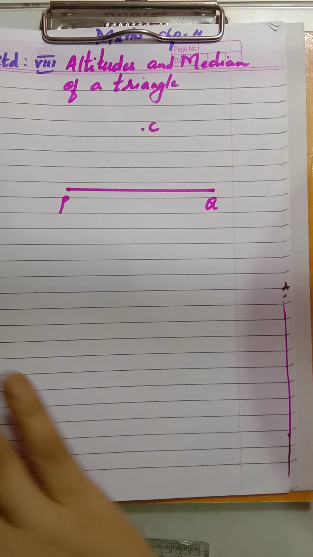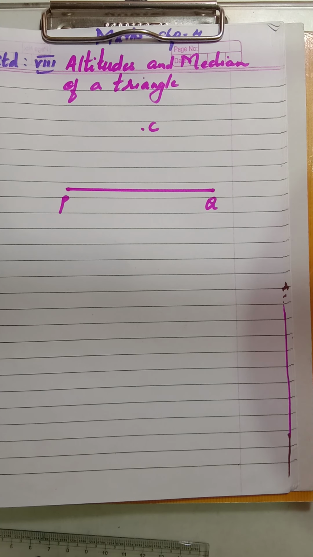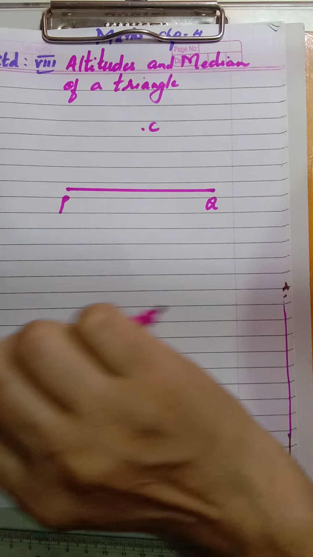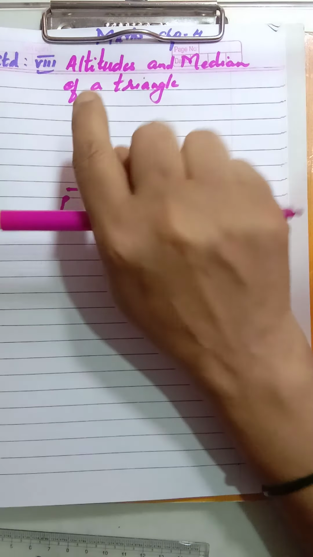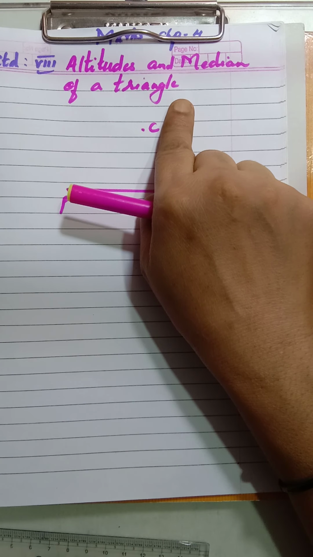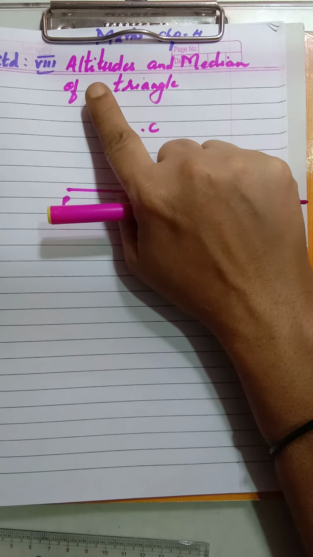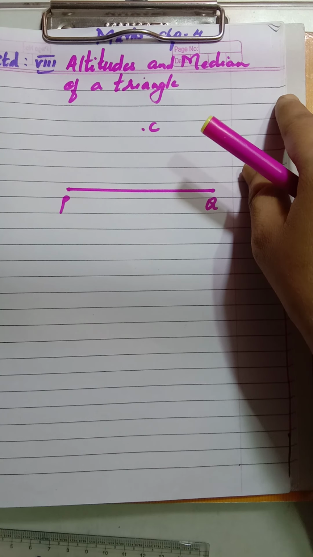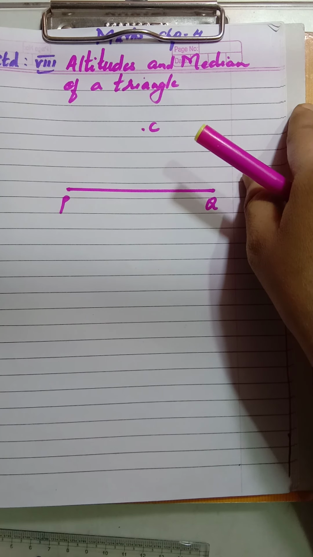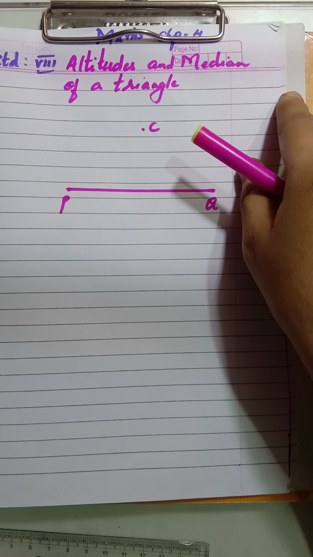Hello students, in today's lecture we will be starting with the fourth chapter, that is altitudes and median of a triangle. Now students, before starting with the main topic, let us revise what we have learned in standard 7 in chapter number 1. Now you remember children, in chapter number 1, that was geometrical construction.